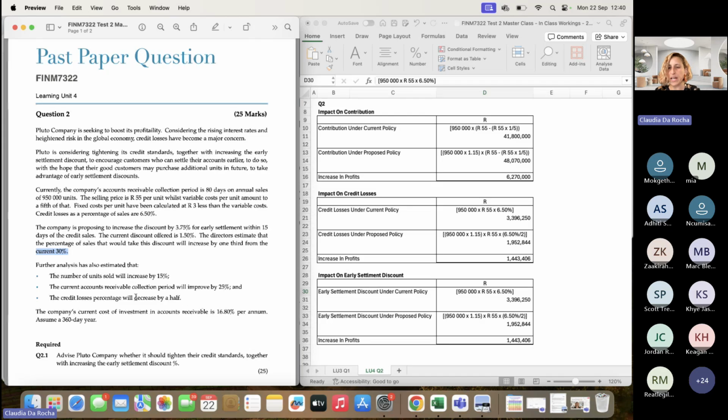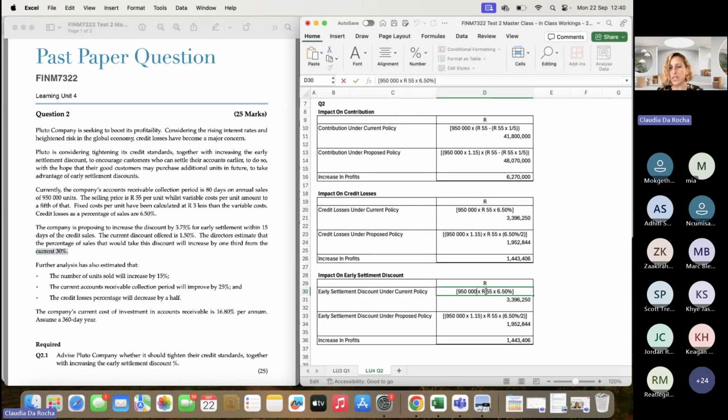Okay, so we're going to take the 950,000 units times the 55 times the 30%, because only 30% will take advantage of the discount. And then we've got to times it by 1.5%, because that's what they said to us the value would be. Okay, so if we calculate it, we get 235,125. Then we've got to do it under the proposed policy.